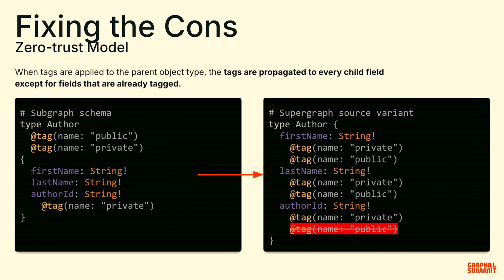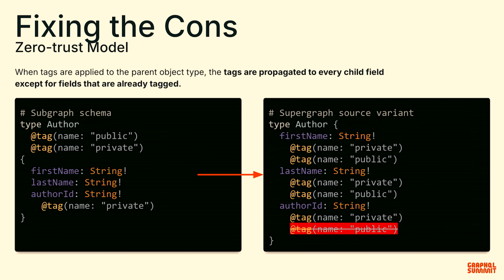What that rule does is that when tags are applied to an object, it propagates to everything except for things that are already tagged. So same example here on the left, author type has a tag directive with public and private, and author ID has just private. What our schema transformation logic does is that it will propagate those two tags down to fields that don't have anything. And if a field does have something like author ID, it doesn't do anything. So in this case, it removes that complexity around having too many tagging directives, right?